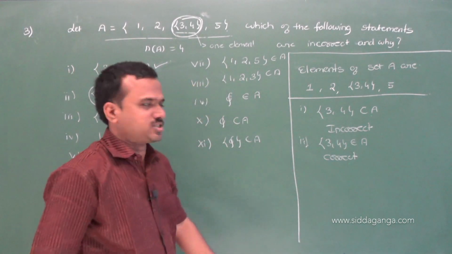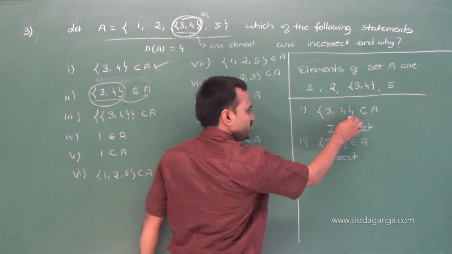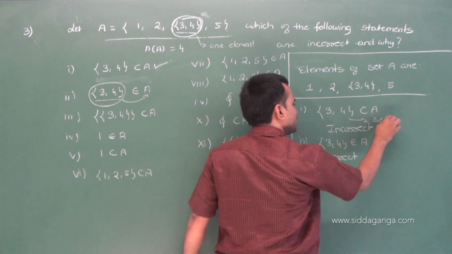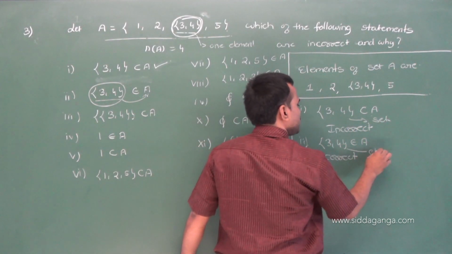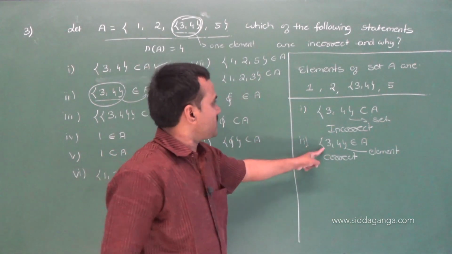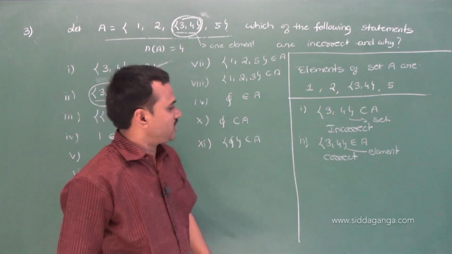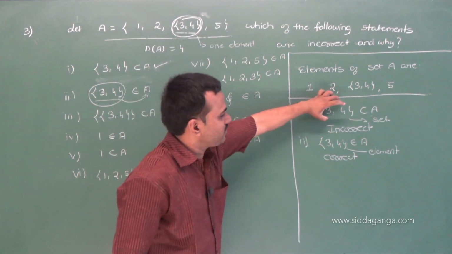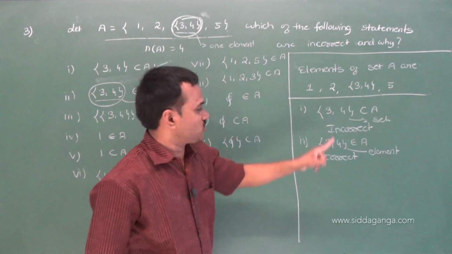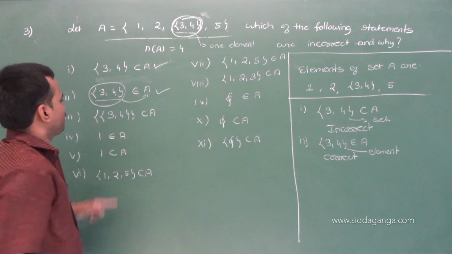It is correct. Here it is a set, and here it is an element. Here this one we treated as a set, and here this one is treated as an element. Yes, O is an element and belongs to A. Here {3, 4} is a set, which does not belong to A. So it is correct. Second one is over.